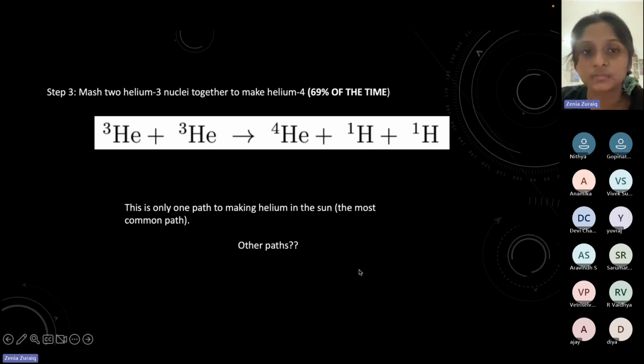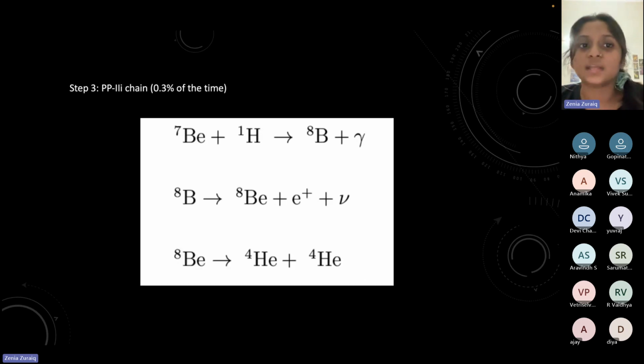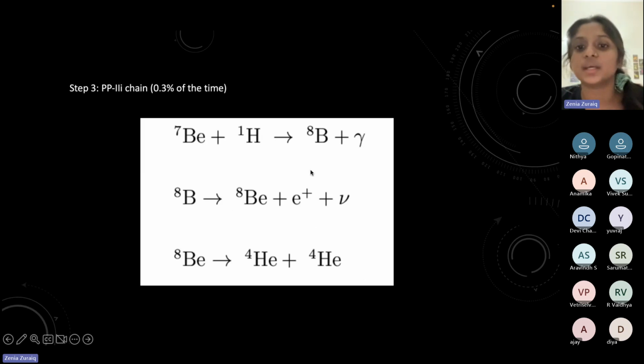So if you write down all the reactions and cancel out the reactants and products, you will see that finally the end product is two hydrogen giving one helium, and whatever is being produced gets used up in another step. But there are certain other chains which are also possible, which is what I wanted to show you. And a very rare chain, 0.3% of the time, is that beryllium, instead of capturing an electron to form lithium, can actually form boron. Boron can then beta decay to beryllium, and that can further decay to two helium atoms.